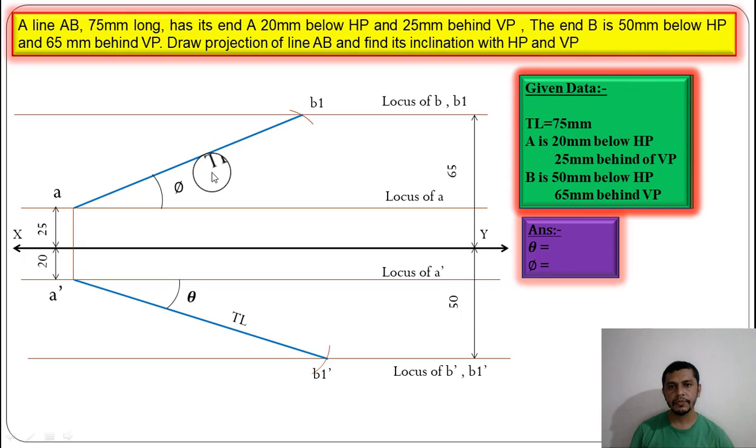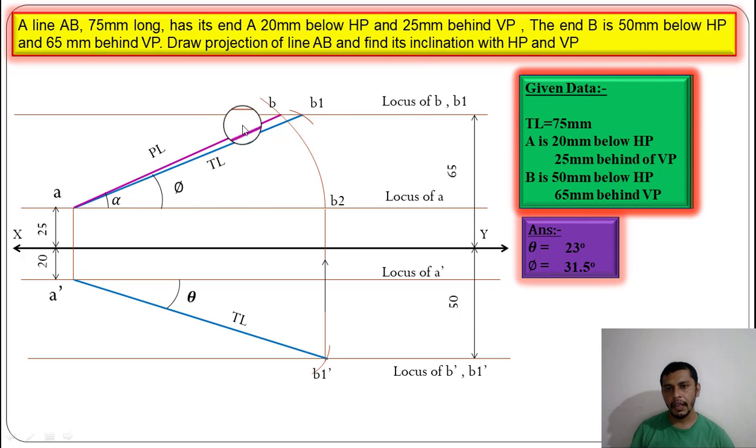Now same process to find the plan and elevation of the line. If you want to draw the plan of the line, draw the straight line from B1 dash up to locus of A. This point will be our B2. Measure A to B2 and give an arc on locus of B. So this point will be our plan of point B. Join B to A will be our plan length at an angle alpha.